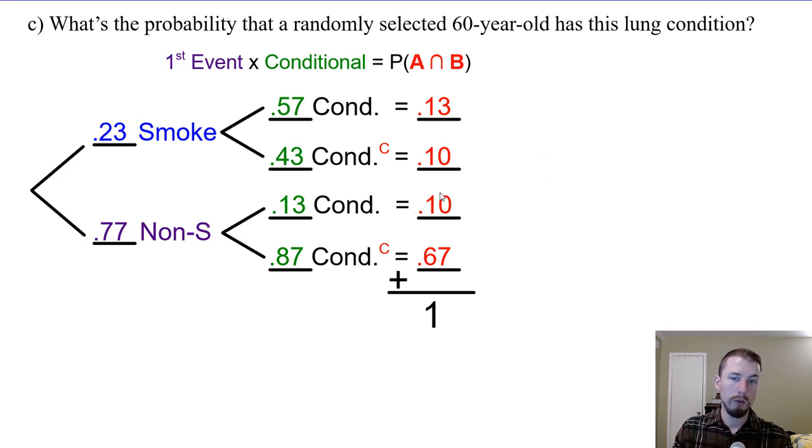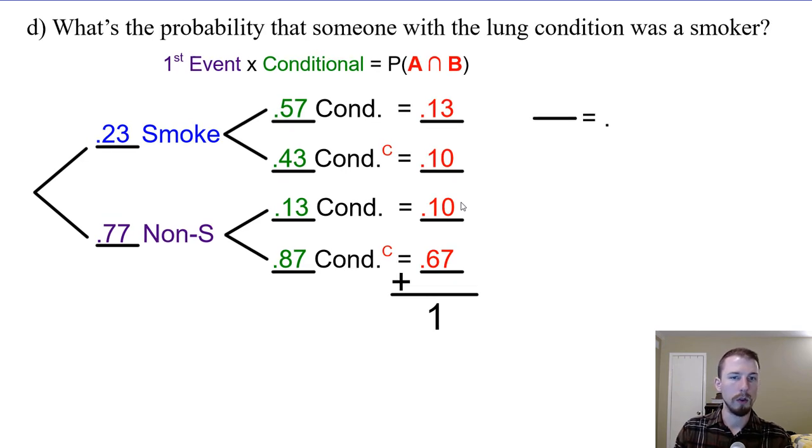What's the probability that a randomly selected 60-year-old has this lung condition? So the overall, we said, was 23%. So 13 plus the 10% there would give you the overall.